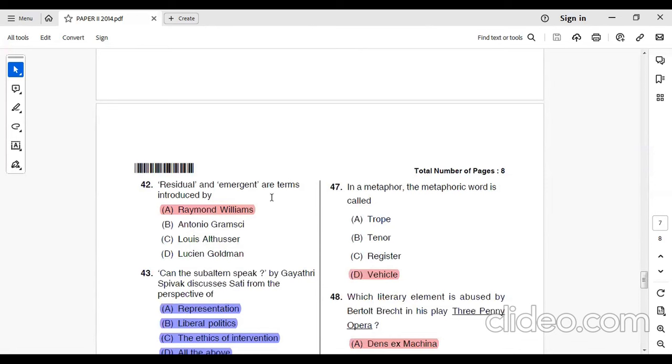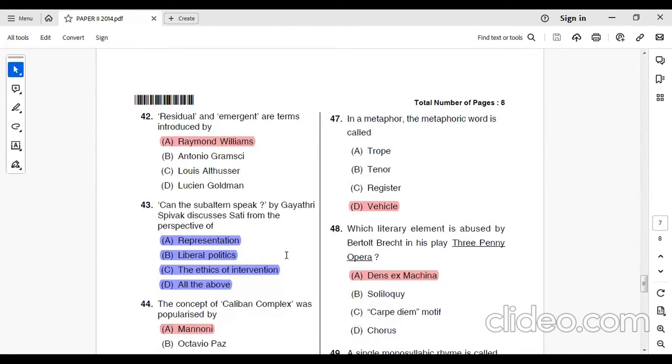Then question number 42. There are two terms here, dominant, residual, emergent. These three terms are given by Raymond Williams, dominant, residual, and emergent. Question number 43. Can the Subaltern Speak? By Gayatri Spivak discusses sati from the perspective of all the answers: representation, liberal politics, the ethics of intervention, all.